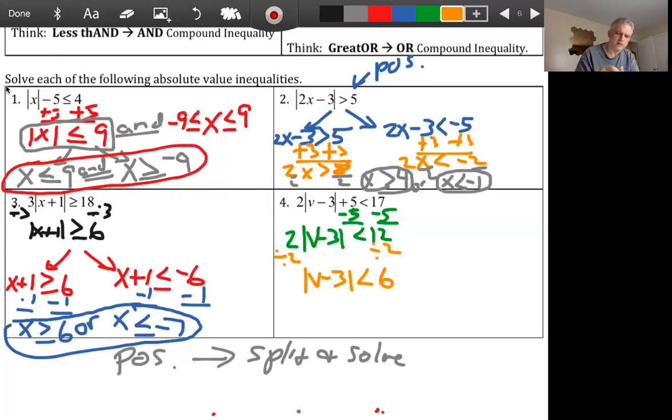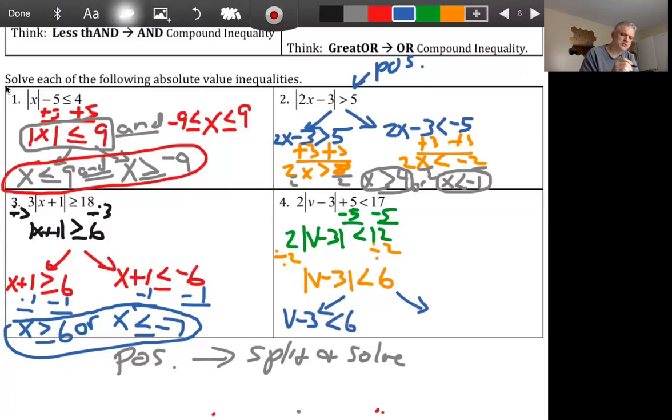Top notch. Here we go. This is positive. We're going to split it. By the way, is it going to be an and or an or? What's this? Now that we got it split, you can say, I know what it's going to be. You hopefully are saying that's less than, it's less than, so it's going to be an and.